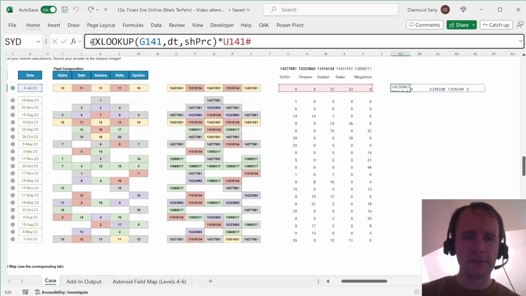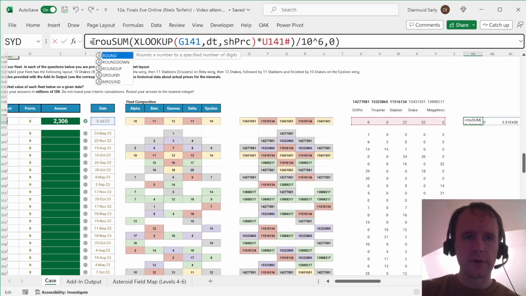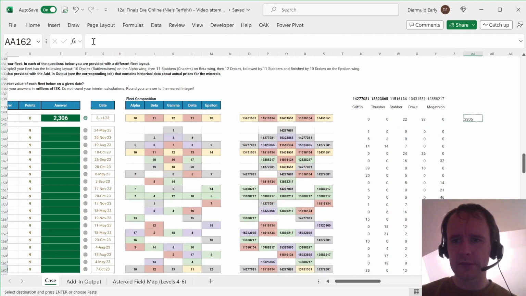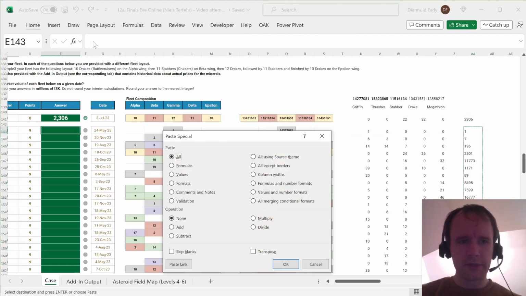Then we want to sum that up to get a total. And we want the answer in millions of ISK, so divide by 10 to the 6, and we want to round to 0 decimal places. So let's put a comma 0 and a round at the start. And that gives me 2306, which matches the example, so that means we're probably good. So I'll just paste that in here.